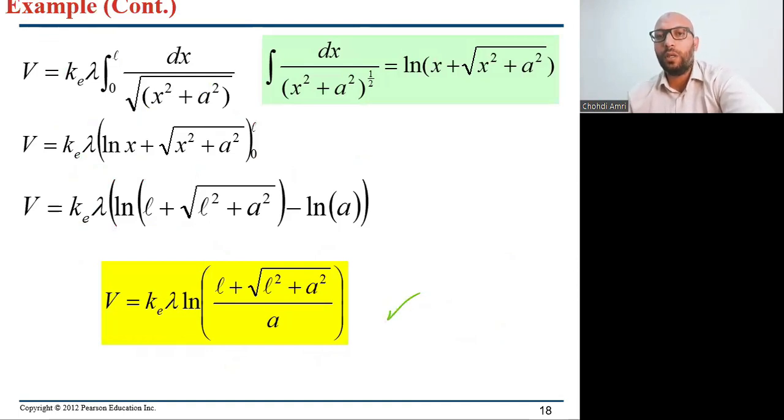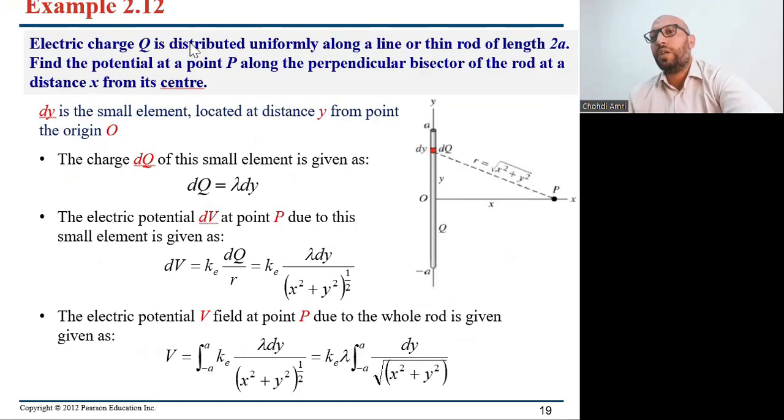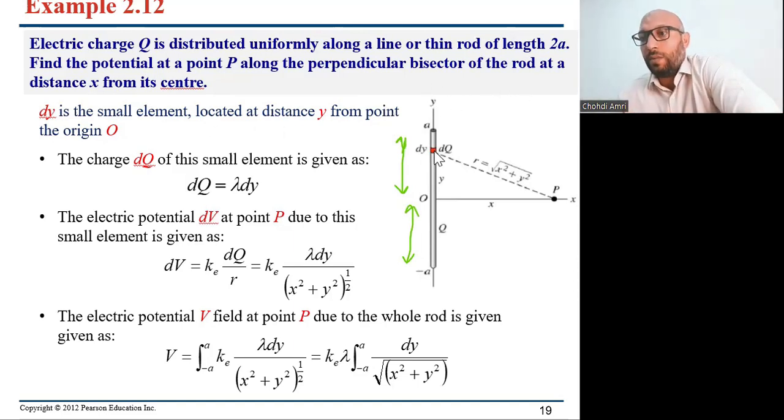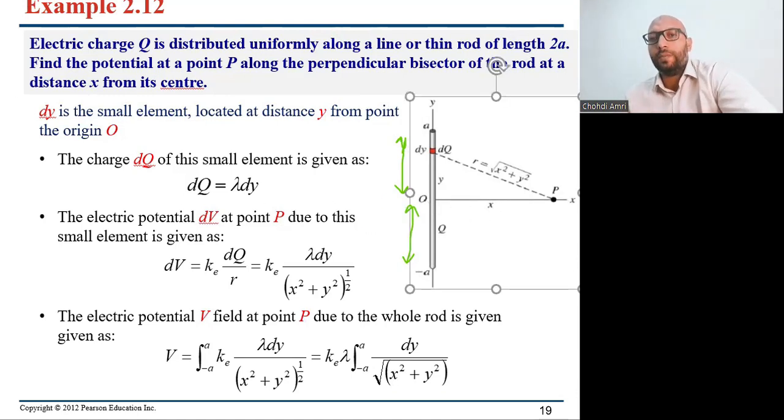Now let's take another example. In this example, the electric charge Q is distributed uniformly along a line or a thin rod of a length 2a, sorry. Here we have a, and here we have a. Find the electric potential at P along the perpendicular bisector of the rod at a distance x from its center. So now P is located on the perpendicular bisector. That means this axis is passing by the center of this rod. Okay, so what we're gonna do in this case it will be easier.